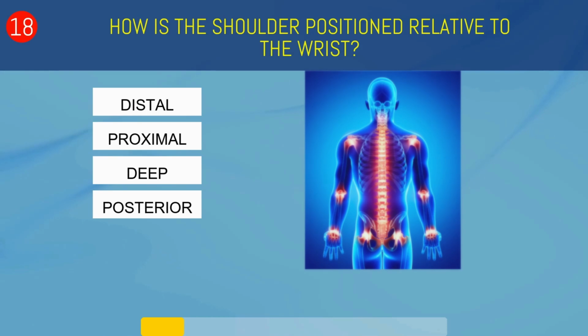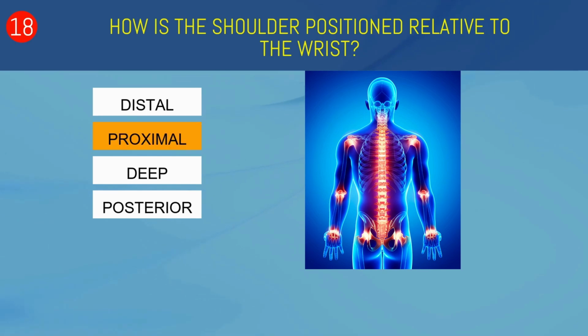How is the shoulder positioned relative to the wrist? Distal, proximal, deep, or posterior? Proximal. The shoulder is closer to the trunk than the wrist is.